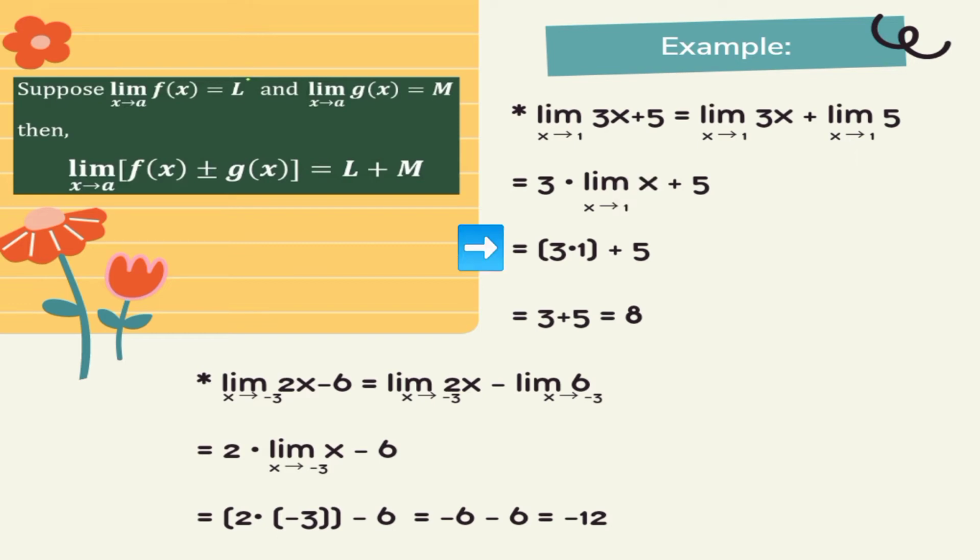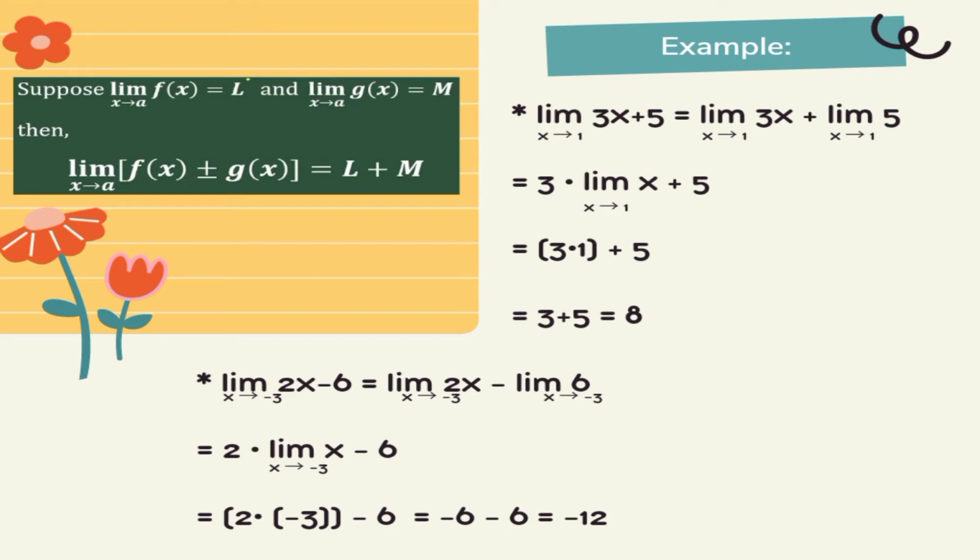Next, we are going to simplify. So 3, bring down 3. Then in this part, we are going to apply theorem number 2. So we are going to get the value of where the x approaches, which is 1. So we are going to bring down 1. Then bring down also the number 5. So 3 times 1 is equal to 3, plus 5 is equal to 8. So the answer is 8.